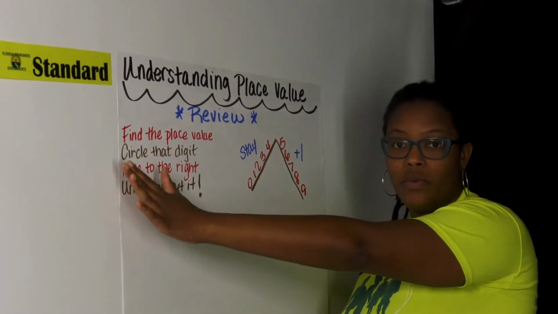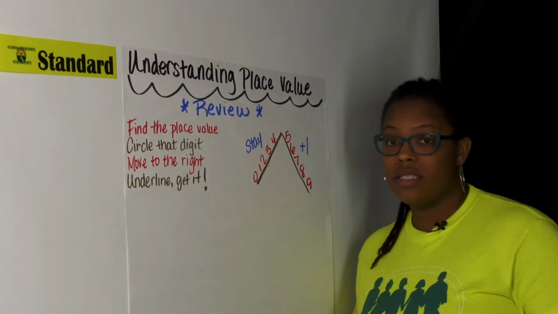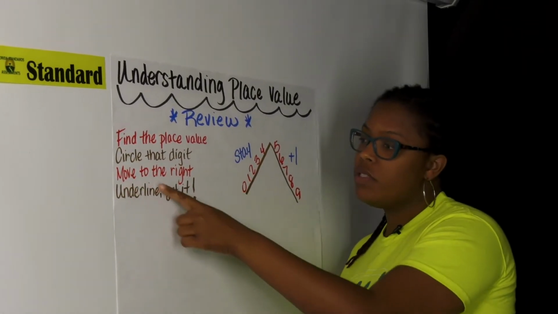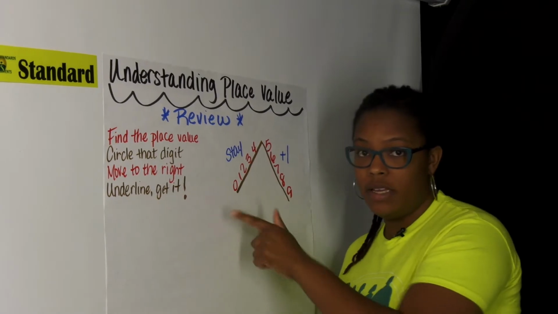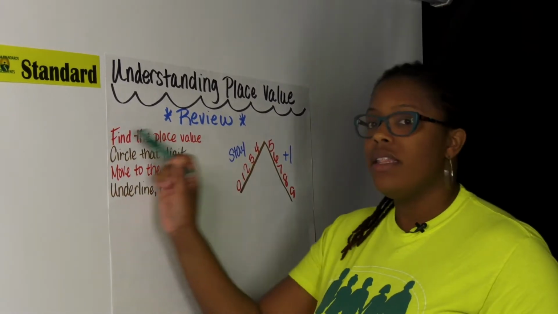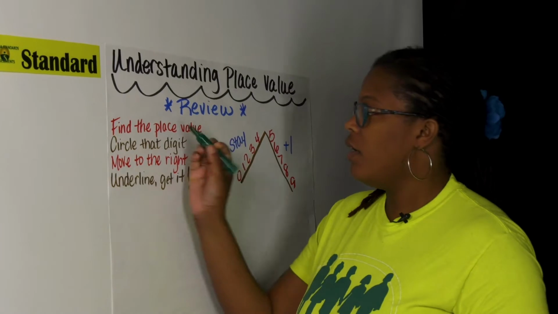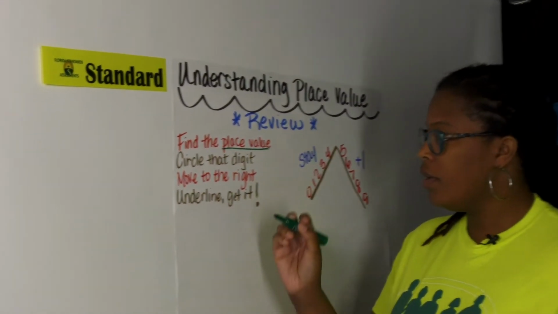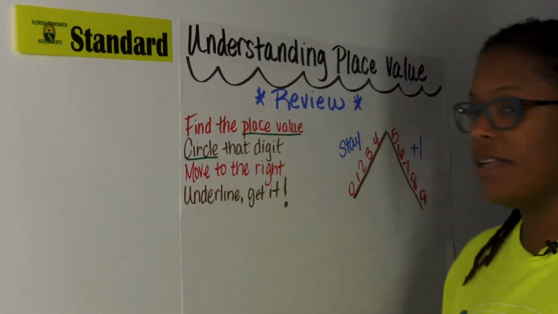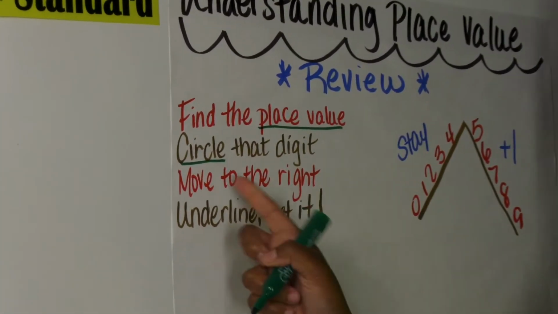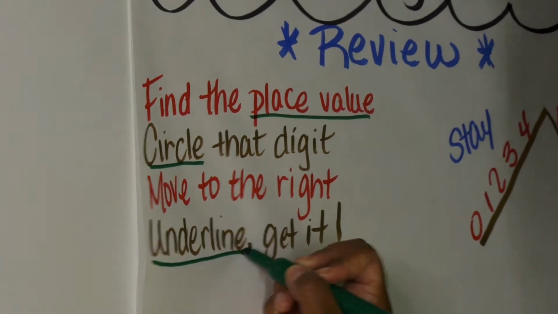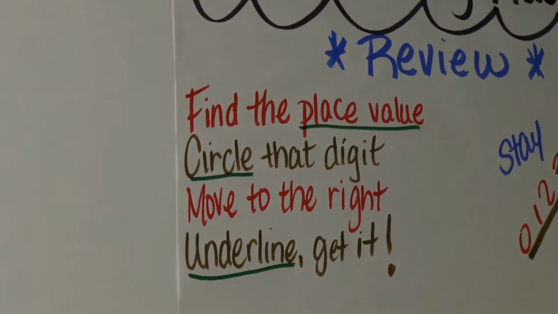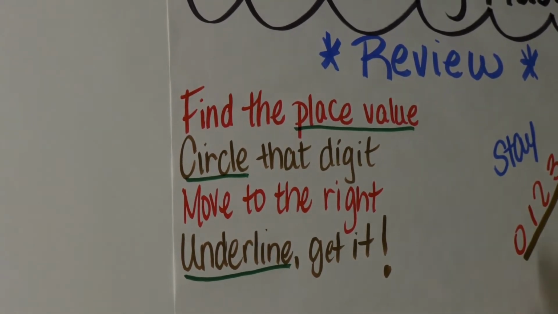So first, let's review the wrap, because the wrap tells you the steps. Find the place value, circle that digit, move to the right, underline, get it? The key words in this wrap, I'm going to underline them. Place value, that's step 1. Circle, that's step 2. Move to the right, and then underline, that's step 3. Those are the key words in our wrap to help us understand place values.